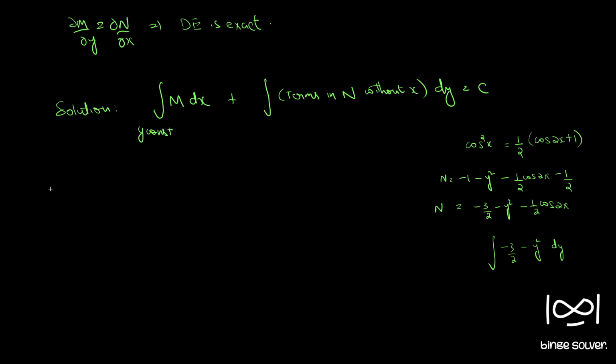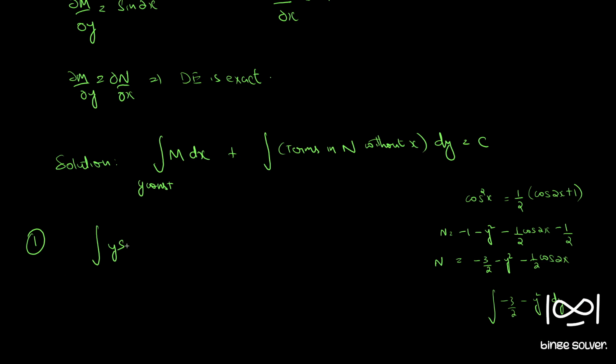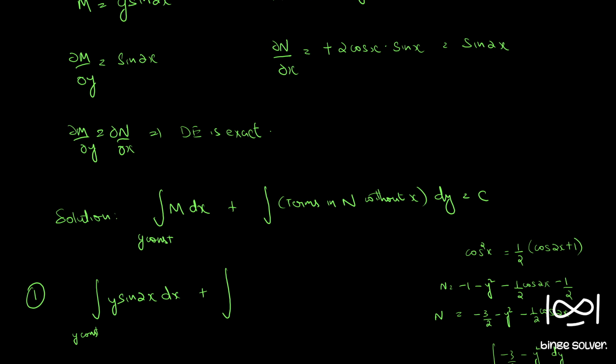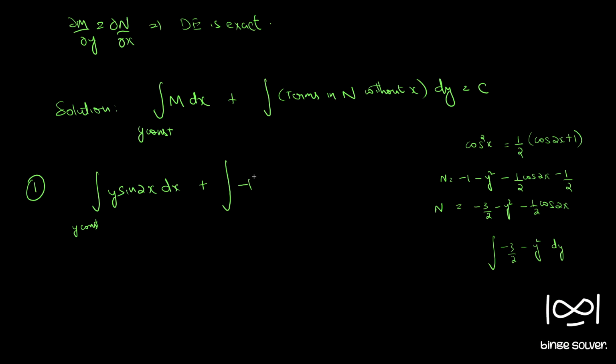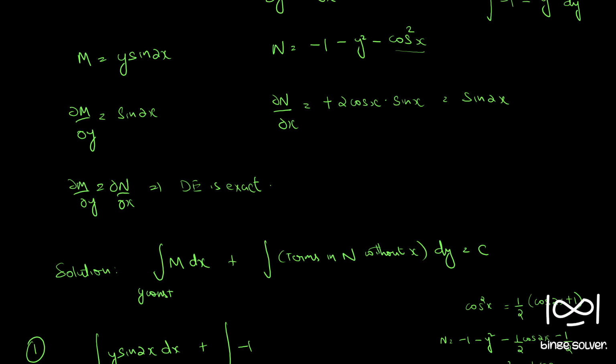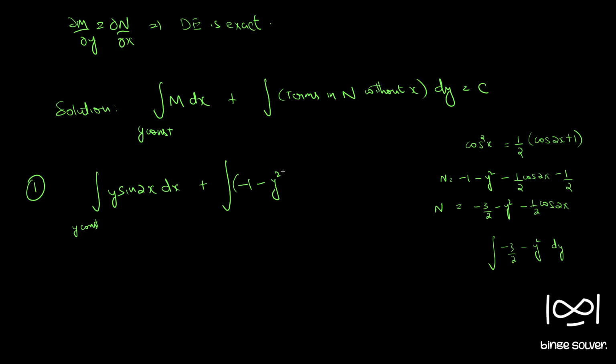So let me write the first case. It will be integral of M dx, which is y sin 2x dx, where y is a constant, plus integral. I will write the first case, minus 1 minus y², just to explain what will happen. Cos²x will not be there. Minus 1 minus y² dy, equal to c.